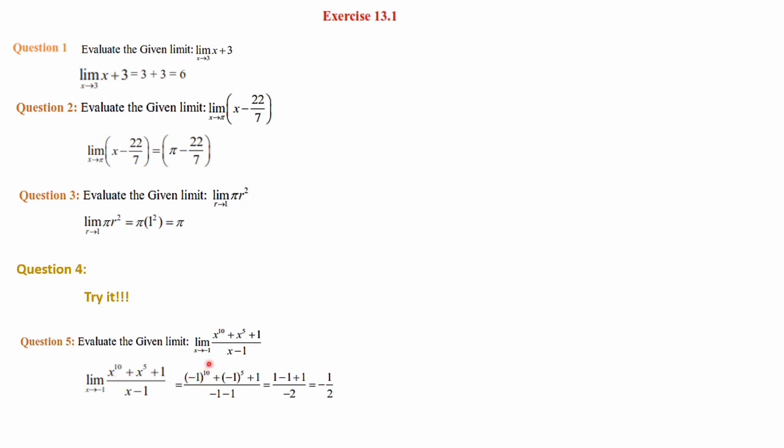So minus 1 the whole power 10. Power is an even number, so positive 1 will be coming. And here power is an odd number. That's why the answer will be coming as minus. So minus 1 the whole power 5 is minus 1. Plus 1 divided by minus 1 is minus 2. So here plus 1 minus 1 cancel. So 1 divided by 2 will be coming with a negative sign, minus 1 by 2.